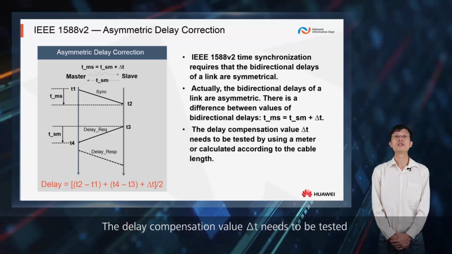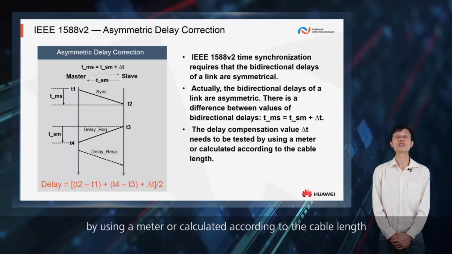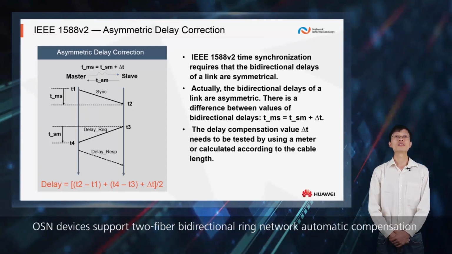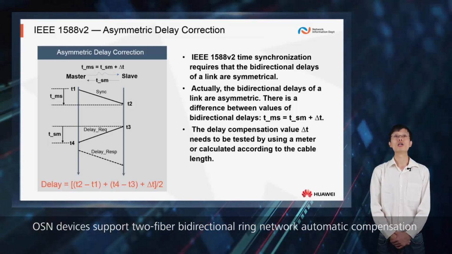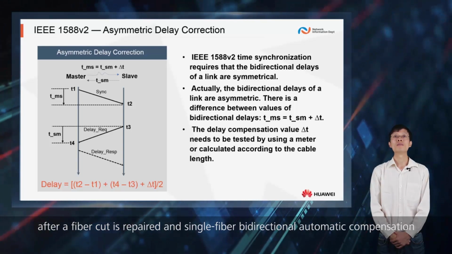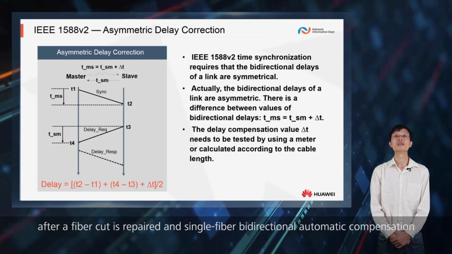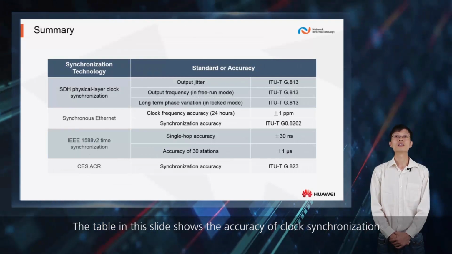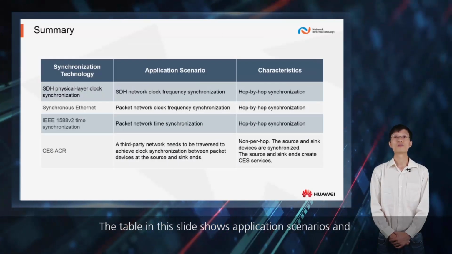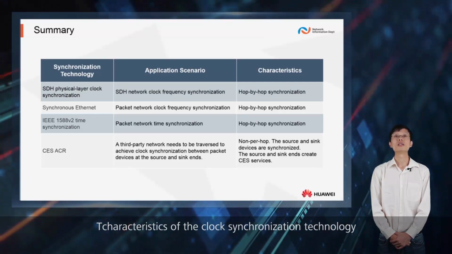The delay compensation value delta T needs to be tested by using a meter or calculated according to the cable length. OSN devices support two-fiber bidirectional ring network automatic compensation after a fiber cut is repaired and single-fiber bidirectional automatic compensation. The table in this slide shows the accuracy of clock synchronization. The table in this slide shows application scenarios and characteristics of the clock synchronization technology.